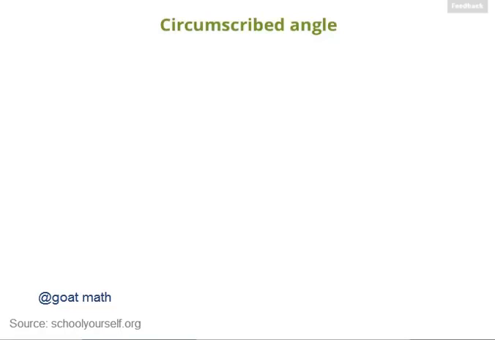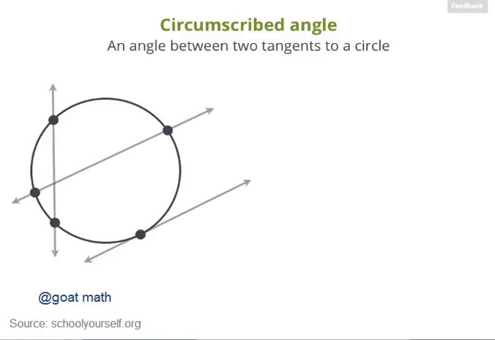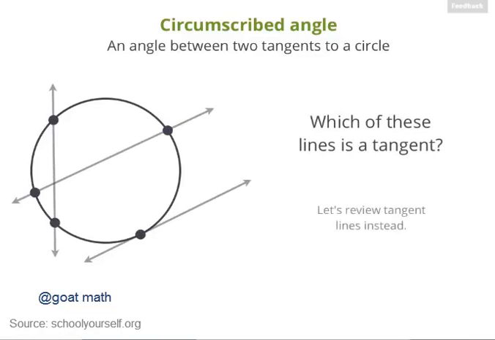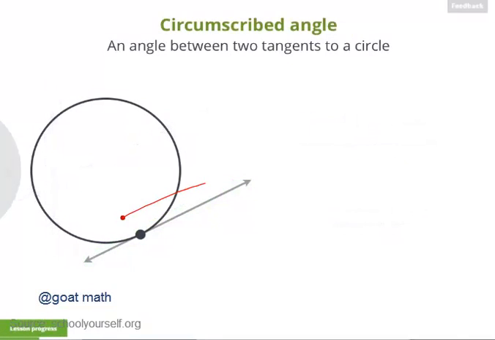Here we'll introduce circumscribed angles, which are angles between 2 tangent lines. But first, let's make sure you remember what a tangent is. Here's a circle and a few lines that pass through it. Which of these lines is a tangent? Exactly, this line is tangent to the circle because it touches the circle at exactly 1 point.